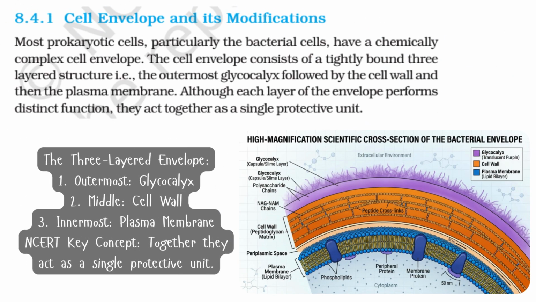NCERT states that most prokaryotes have a chemically complex cell envelope. This envelope consists of a tightly bound three-layered structure: the outermost glycocalyx, the middle cell wall, and the innermost plasma membrane. Make a note of this line. Although each layer of the envelope performs a distinct function, they act together as a single protective unit. Under exam pressure, a statement might claim these layers act independently. Remember, they function as a single unit.